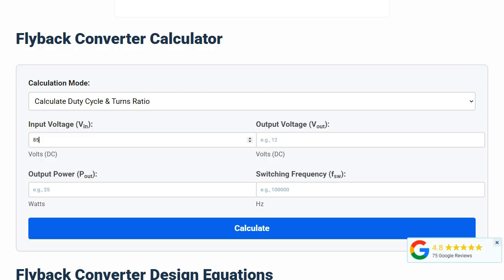The calculator will then compute the optimal duty cycle, transformer turns ratio, primary inductance value, peak and RMS currents for both primary and secondary windings, and voltage stress on your switching components. These results help you select appropriate MOSFETs, diodes, and design your transformer.